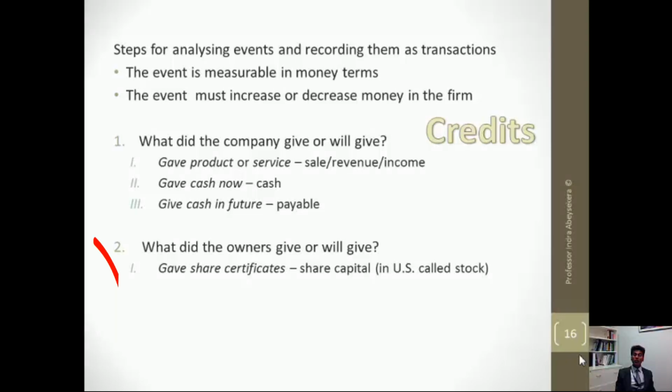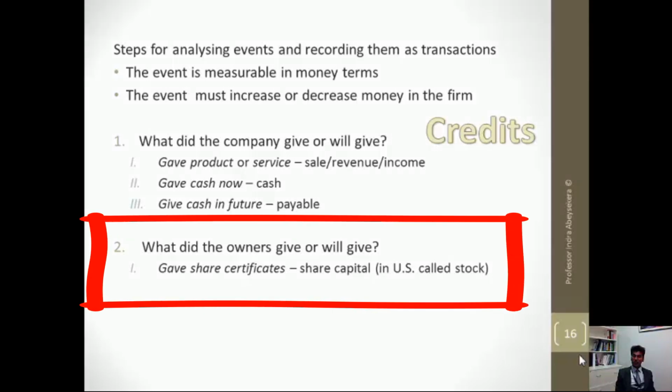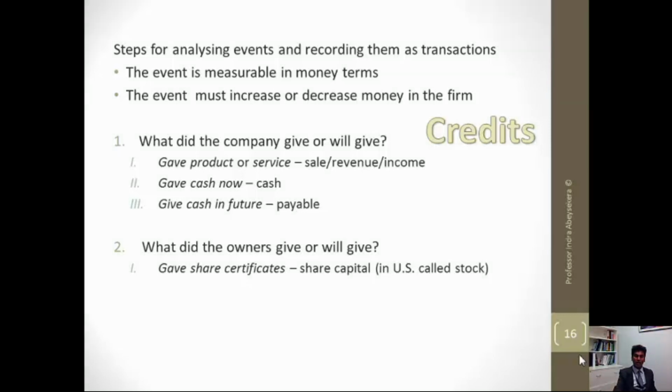Secondly, what did the owners give or will give the organization? If the owners gave some money and the company gave a share certificate, they're called share capital, we record it as credits. So for credits, there are two items. What did the company give or will give? They're credits. What did the owners give or will give? They are credits. So the debits and credits.